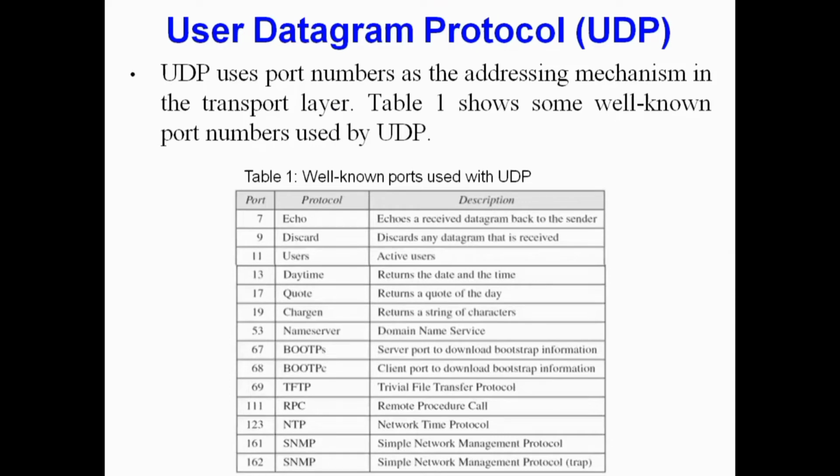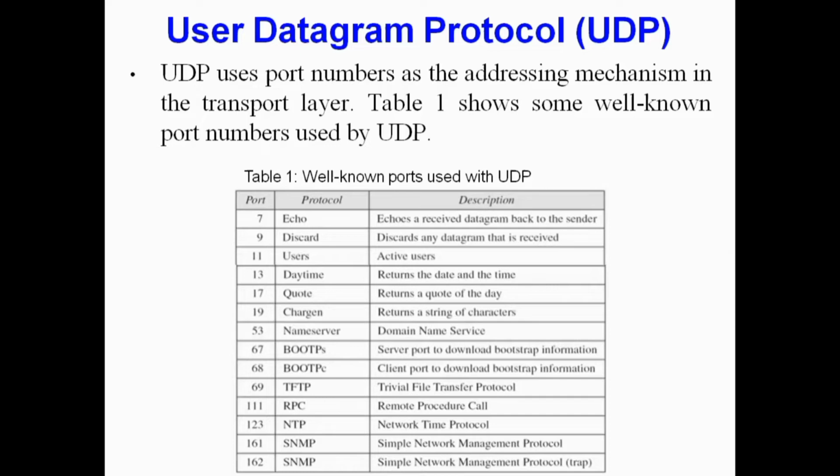I hope you all know port addresses, that is port numbers. Port numbers and types of port, you might have studied before. There are three types of port addresses. What are the three types? Well-known port numbers, registered port numbers, dynamic port numbers. Here, UDP uses port numbers as the addressing mechanism in the transport layer. That is the important point. User Datagram Protocol uses port numbers as the addressing mechanism in the transport layer.